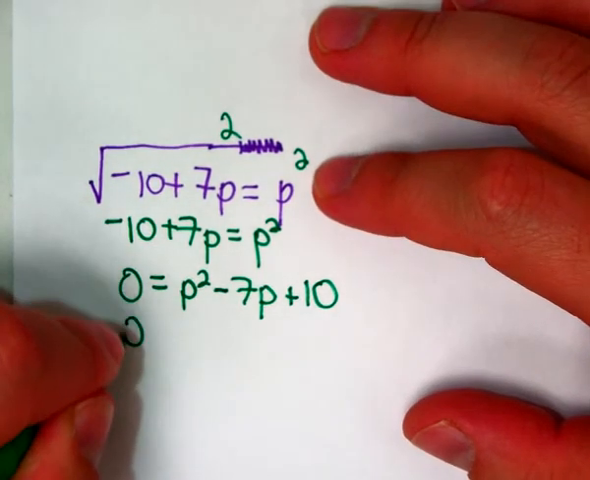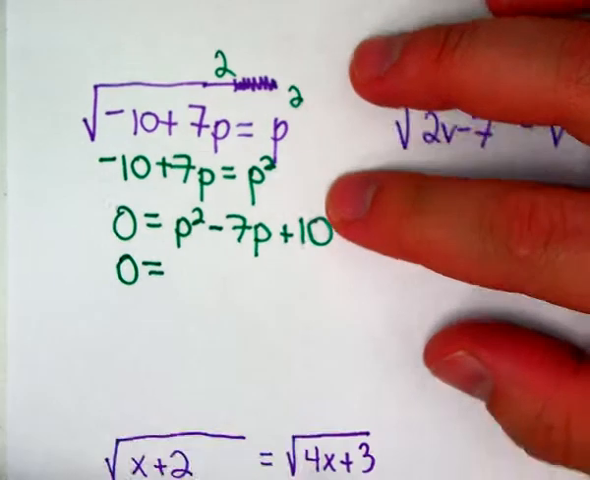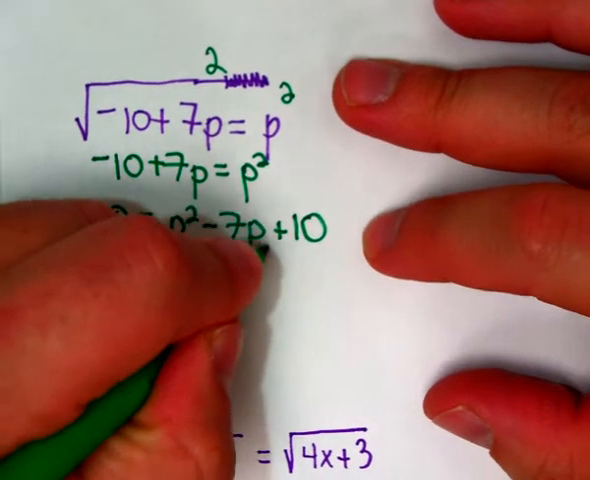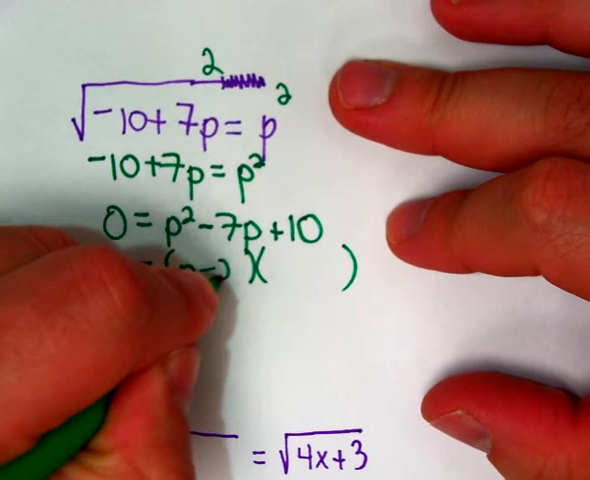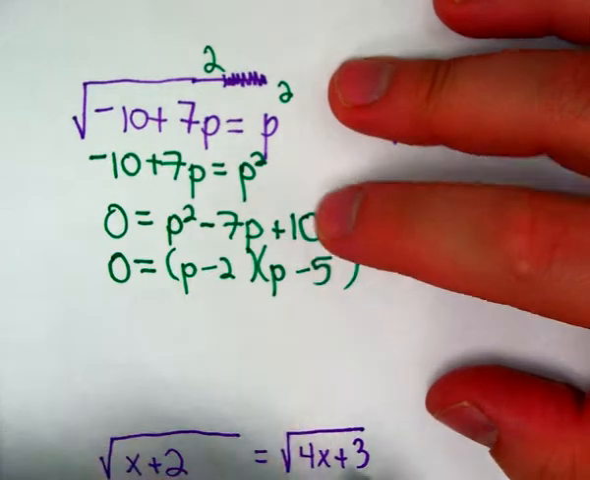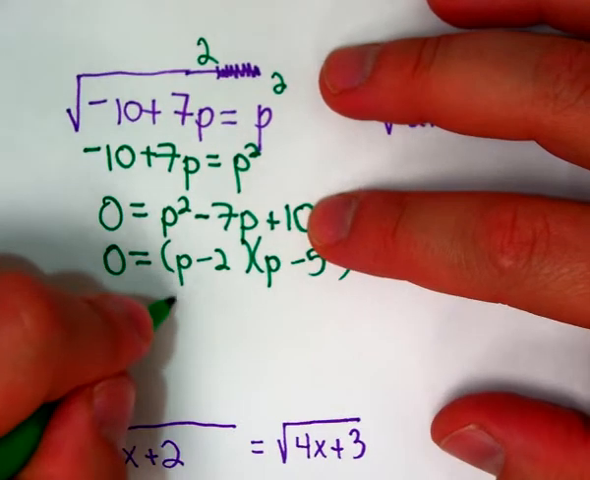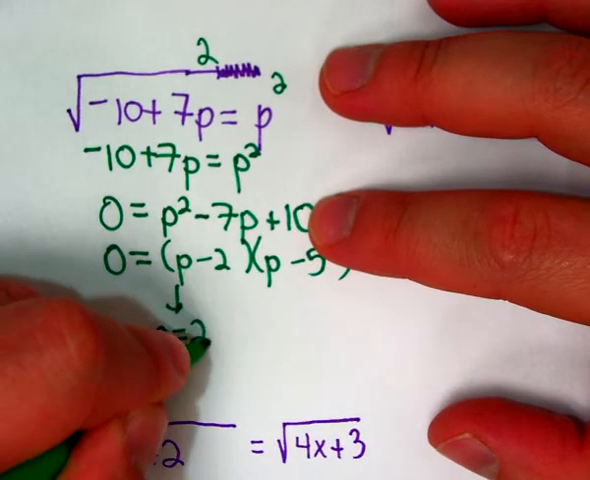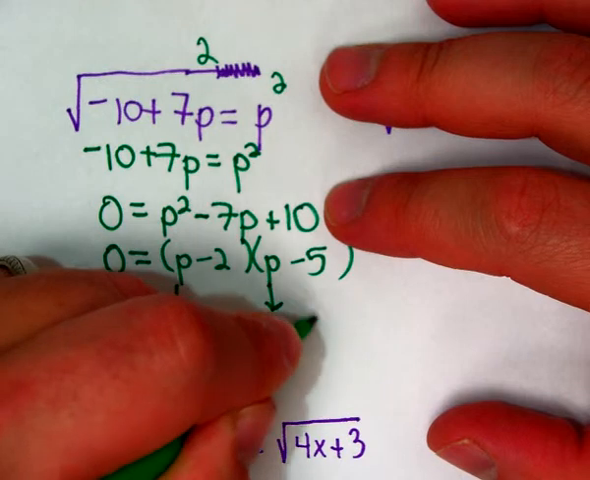It's a trinomial, leading coefficient 1. There's no GCF, so let's just factor this. We end up with p minus 2 and p minus 5. Again, those are the factors of 10 that will add up to negative 7. That means that we get p is equal to 2 and p is equal to 5.